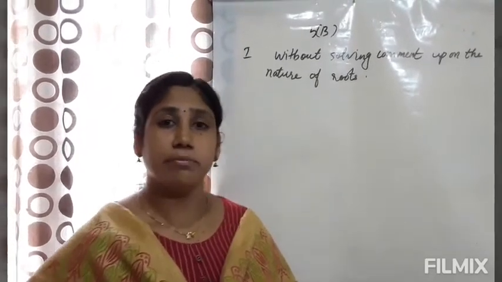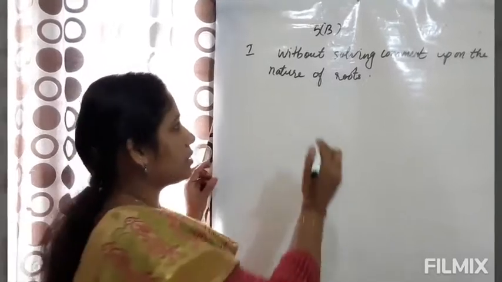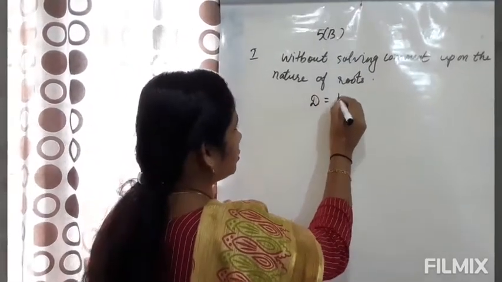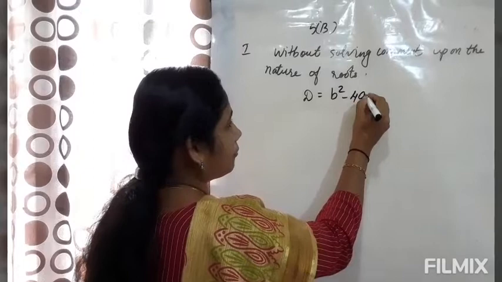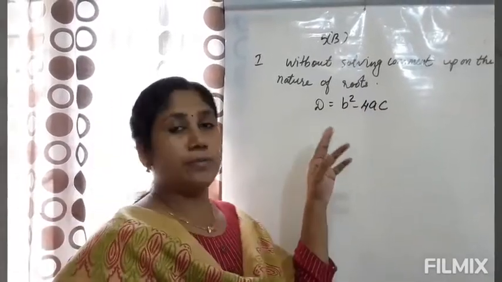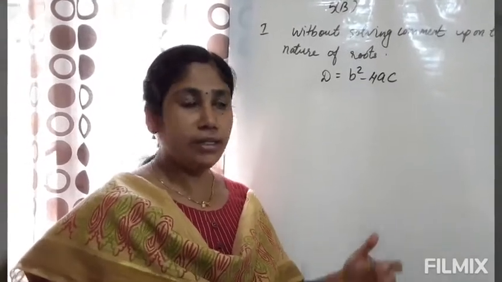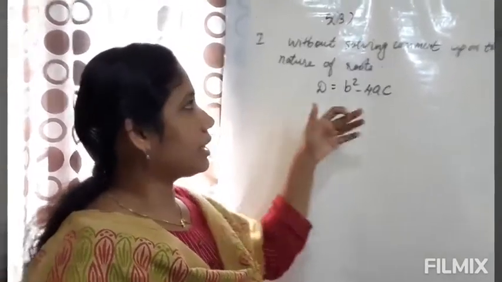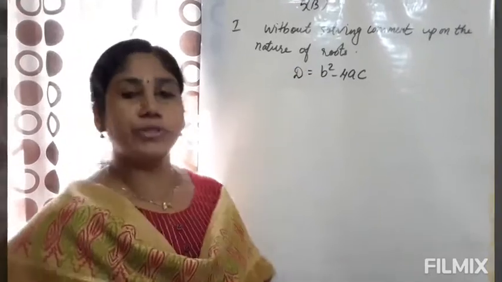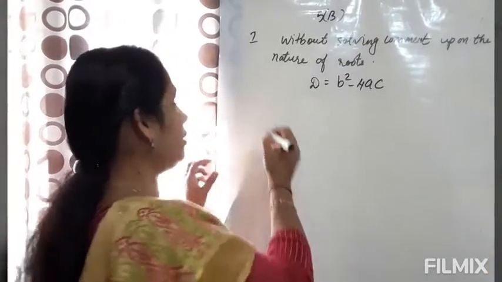Yes, it is b square minus 4ac. So we know that discriminant is equal to b square minus 4ac. Observe that value of b square minus 4ac, and we can comment upon the nature of roots. We can do that. So let us do the first question.